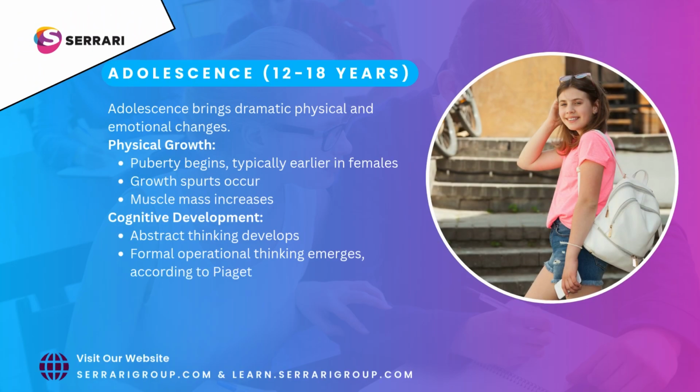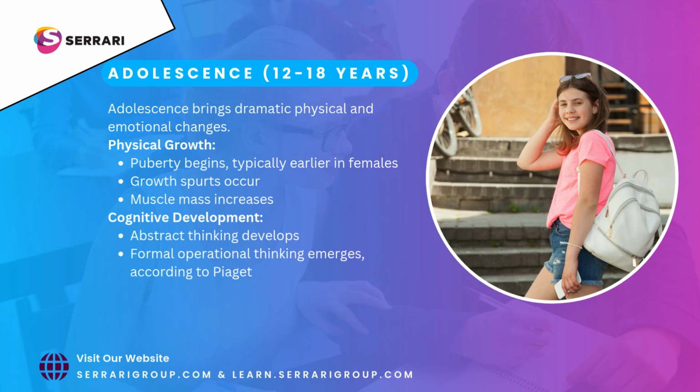Adolescence, 12 to 18 years. Adolescence brings dramatic physical and emotional changes. Physical growth. Puberty begins, typically earlier in females. Growth spurts occur. Muscle mass increases.